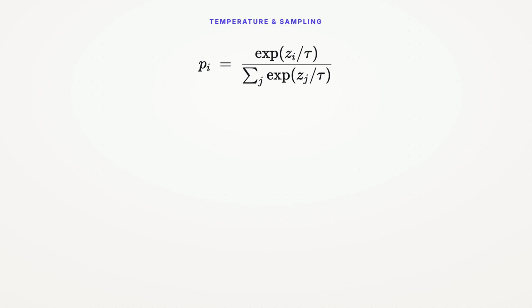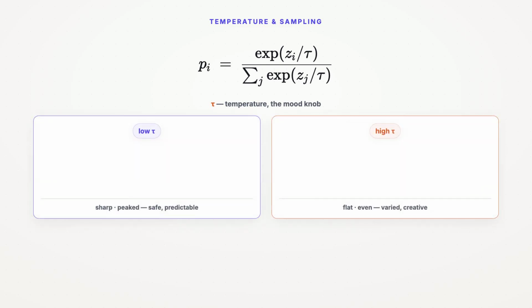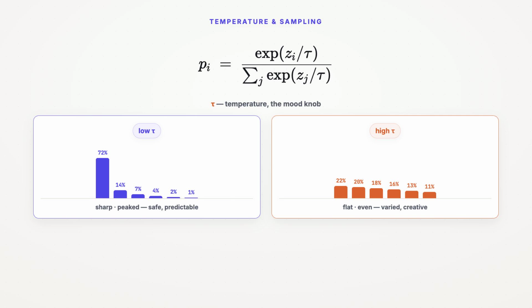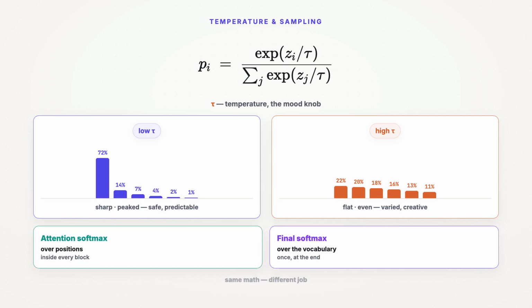To turn scores into a choice, softmax converts the logits into probabilities, and temperature controls the mood. Low temperature sharpens the distribution, safe, predictable. High temperature flattens it, more varied, more creative. On top, the sampler might take the single best token or the top few. And note, this final softmax over the vocabulary is a completely different operation from the attention softmax inside every block. Same math, totally different job.